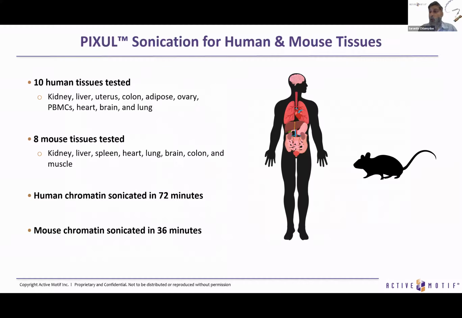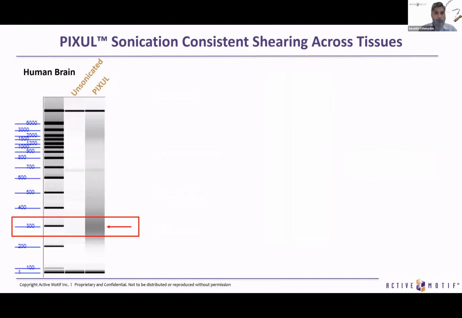But we didn't test it only for cells. We tried different tissue types from mouse and human: kidney, liver, spleen, brain. We have seen that for human chromatin, we need 72 minutes for a complete set of 96 experiments. For mouse chromatin, we will sonicate roughly 36 minutes.